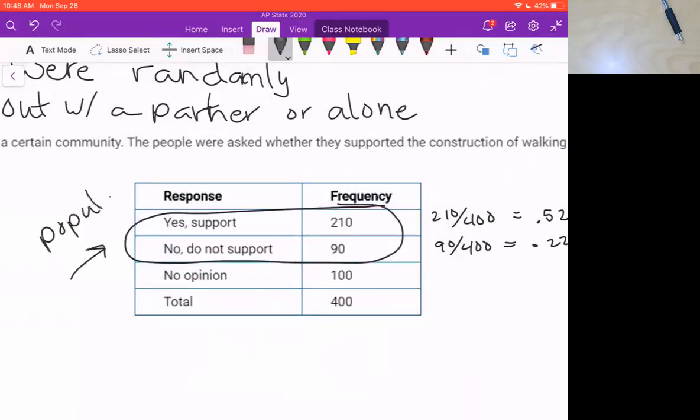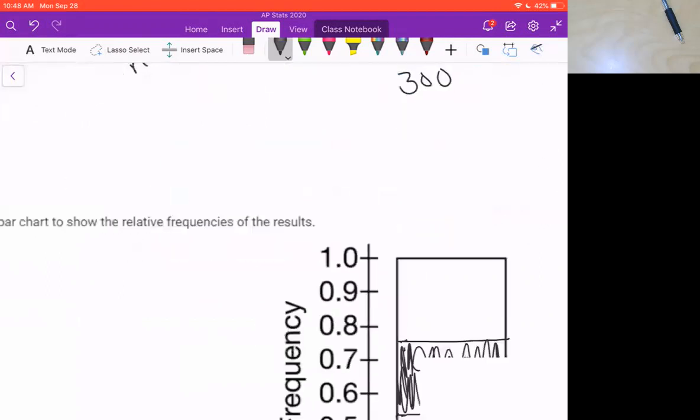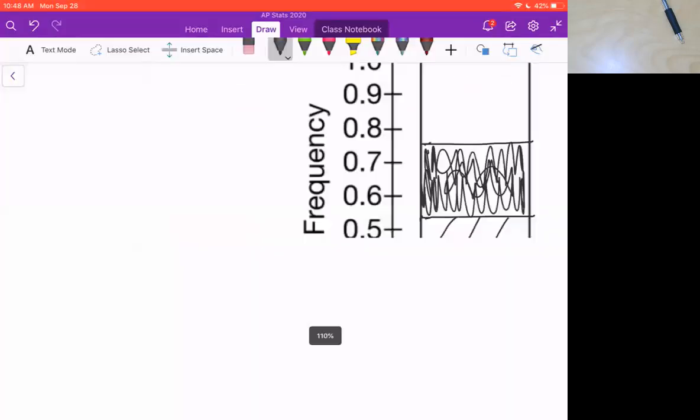This is our population: everybody who responded the first time, either yes or no. We don't care about the people who don't have an opinion. We only want to be surveying the people who had an opinion. But we are now going to take a sample of 20 out of these two groups here. And notice that now that we're not including these people, our population has a total of 300, because we're not including the no opinion people. Okay, so we're going to take a sample of size 20 from those people.